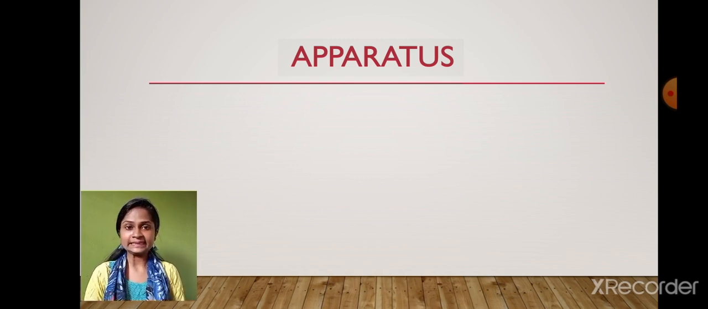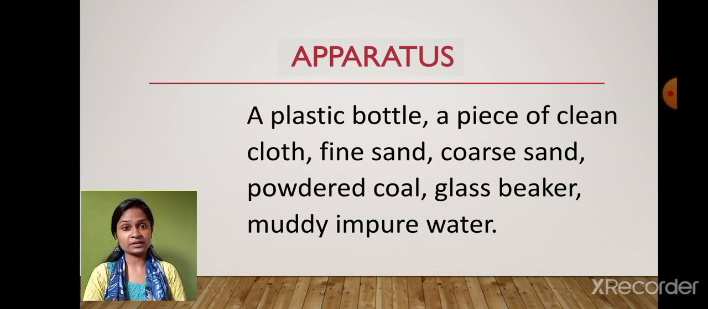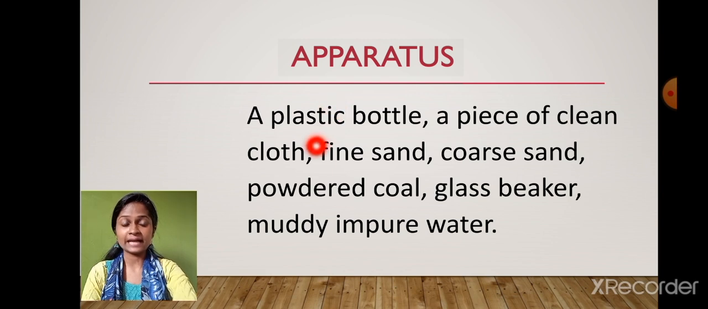Okay, so basically there are different types of materials which we will require for today's experiment. So let's see what they are. The materials which we will require, as you can see here, are a plastic bottle. Plastic bottle means whatever is easily available at home, a reusable plastic bottle, that you can use. Okay, if it is present at home, you can use it.